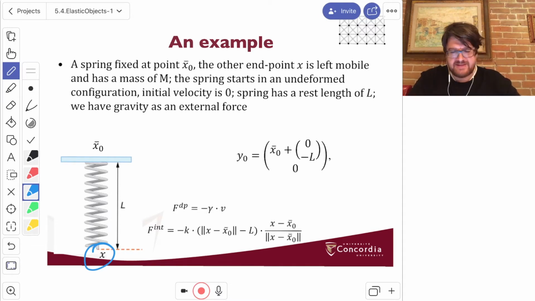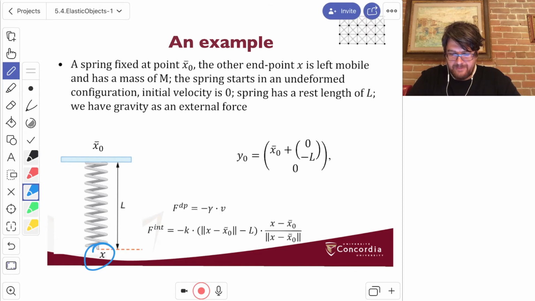It has some mass m, which is non-zero, and the simulation starts when the spring is at undeformed configuration. So basically, there's no internal force, if you will, at that point. It has no initial velocity, and we also know the rest length L, and we just allow the gravity. Of course, if we don't have the gravity, nothing is going to move because the velocity v0 is 0 and the internal forces are 0. There's nothing that makes it move. But if we allow gravity, then this is going to move it down.